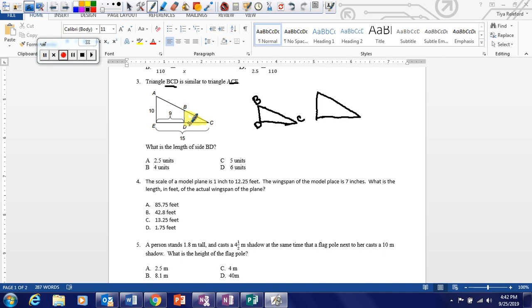What is the length of CD right here? It's not 15. 15 is the whole thing. Right, you're going to have to subtract. 15 minus 9, that is that part right there. So, from D to C is 9.